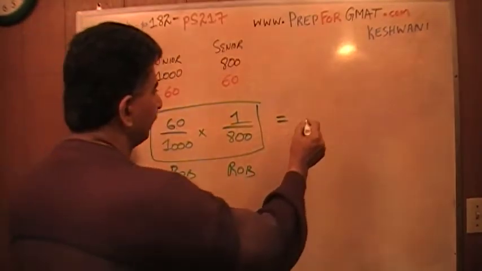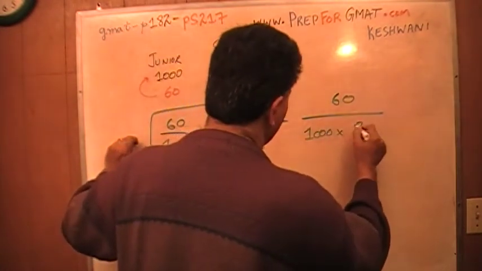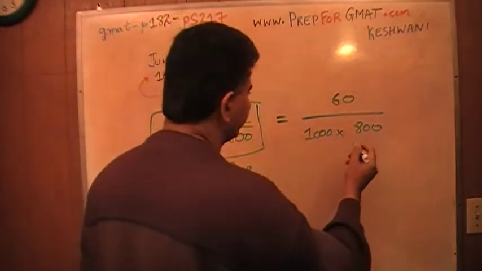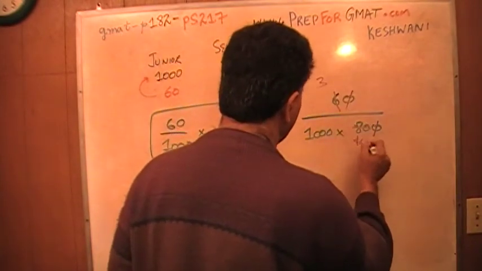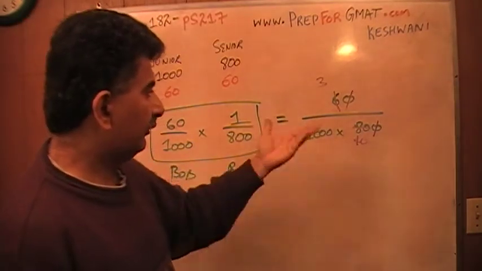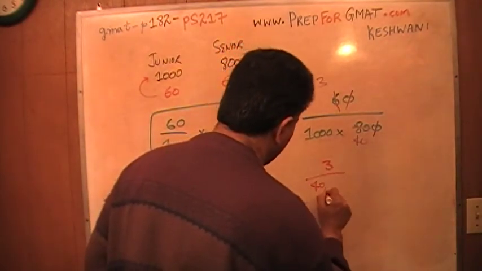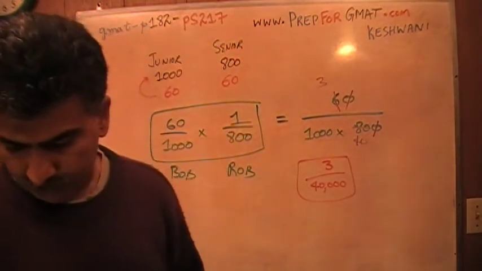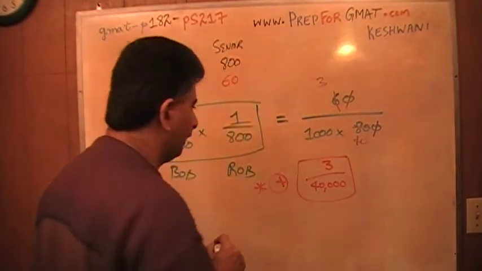So 60 times 1 is 60, obviously. And at the bottom I have 1,000 times 800, and just simplify it. That's all it is. It's no big deal. So there you go. 3, and this becomes 40. So it looks to me like 3 out of 40 times 1,000 is 40,000. So it looks to me that the odds of picking a sibling pair is 3 out of 40,000. The answer is A. 3 out of 40,000.